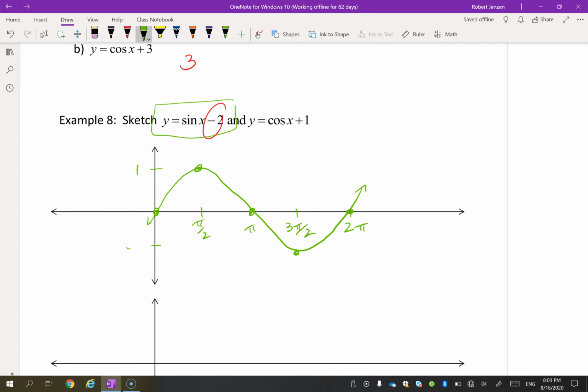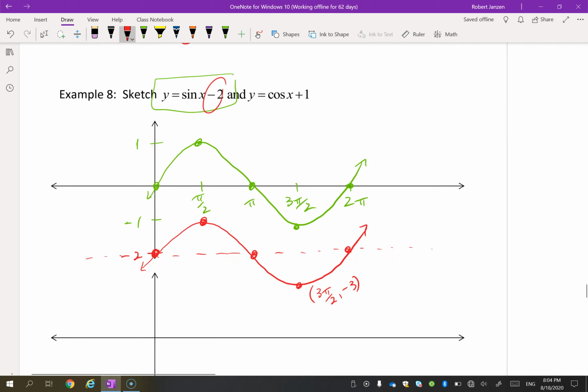So we actually have to move all of the points down 2. So here's -2. This one will go down 2 units there. This one will go down 2 units here, down 2 units here, down 2 units there. I'm going to label this one. So this is 3 pi by 2, -3. And then there. So you have this graph. And you'll see the midline now is at -2. All right, I'm going to leave the last one because that's pretty straightforward, just to move it up 1.